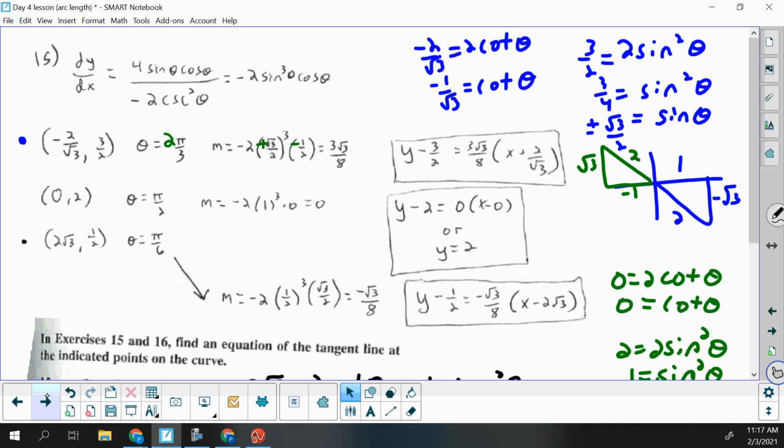So then we do y minus our y value of 3 halves equals our slope times x minus our x value, which ends up as a plus 2 over radical 3. For 0, 2, that's what I got in the green here.